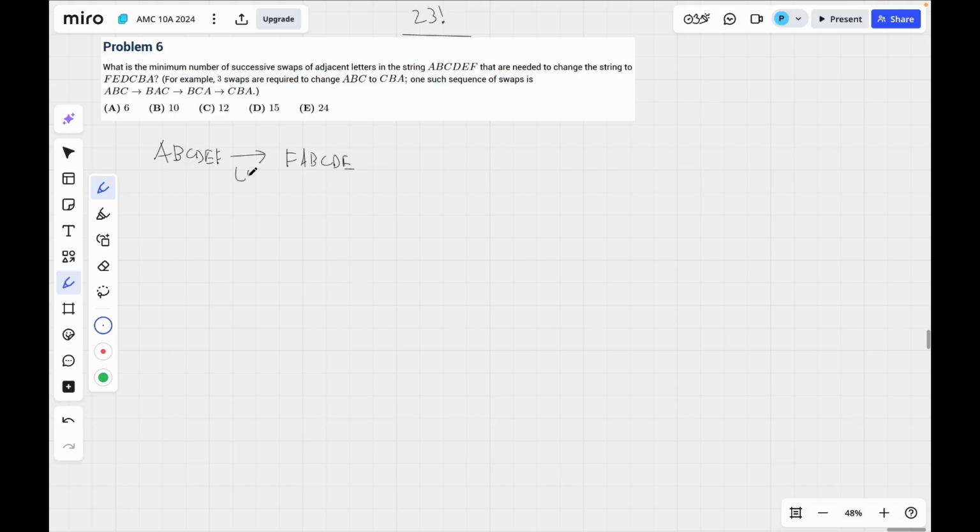Now this took 5 swaps because F needed to move through 5 letters to get here. Next, let's go for our second letter, E. This needed 4 swaps because E only had to move to the second position because it didn't have to go in front of F. Now let's repeat this process for all the letters.